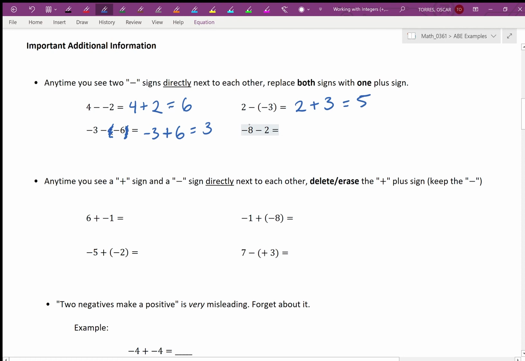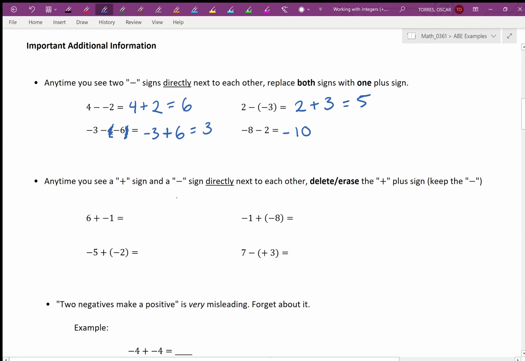We cannot rewrite this. We would just leave it alone. But if we actually work it out, the 8's negative, the 2 is negative. So they have the same signs, which means we're going to add the numbers together. The answer is going to be a 10, but if we look for the larger of the two values, that's the 8, and the 8 is negative, so the answer is negative 10. So again, that was kind of a trick example, but the point of it is these two negative signs are not directly next to each other, so we don't replace them with the plus sign.